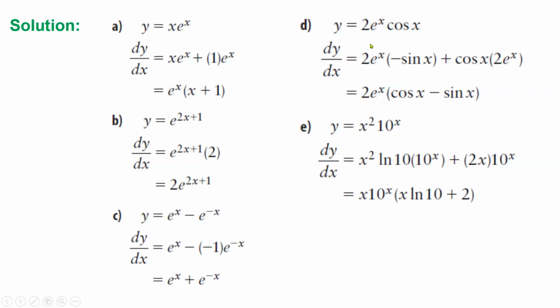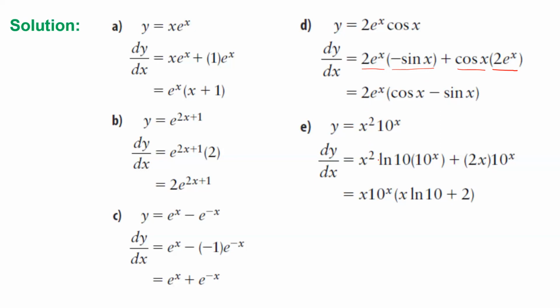Next, again, we have a product of two expressions that equals the derivative of the first function times the second function plus the first function times the derivative of the second function, right? It is 2e to the x times cosine x plus 2e to the x times negative sine x. Then that gives us 2e to the x times (cosine x minus sine x).